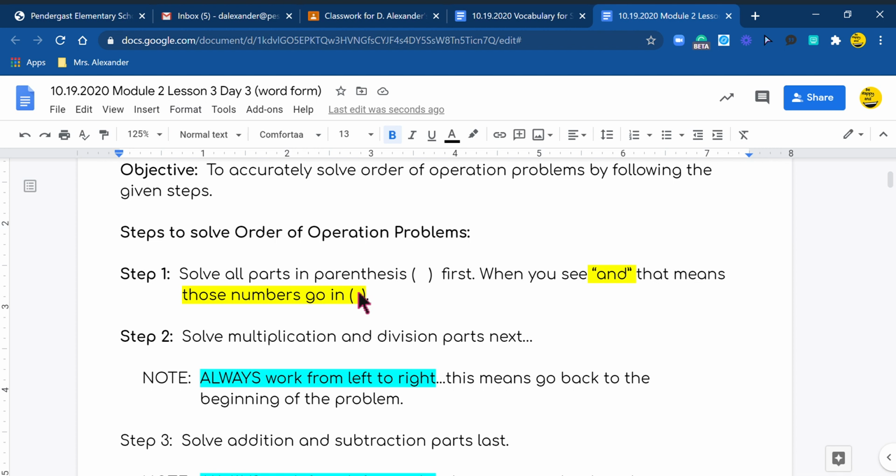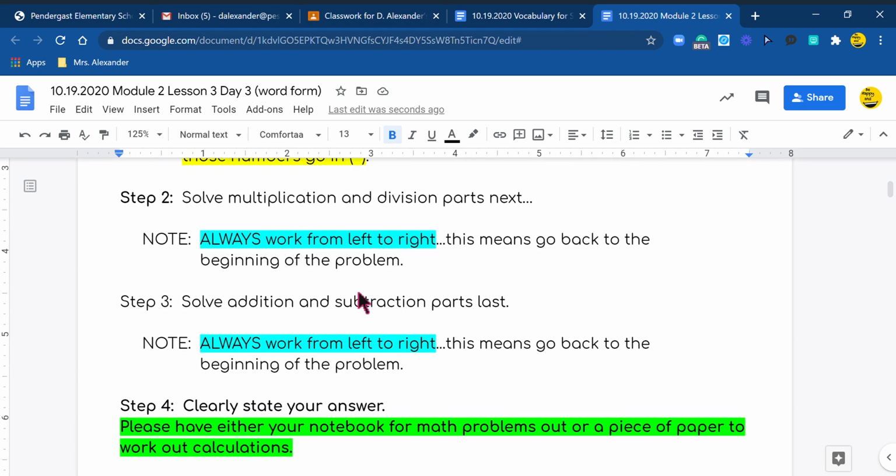After step 1, we go to step 2. We need to solve multiplication and division problems. So pretend you're reading a book, you're going left to right. Whatever comes up first, that's the first one you do. And then step 3 is we solve addition and subtraction problems. Again, just like multiplication and division, you go back to the beginning, read it left to right, and whichever one comes up first, that's the one we do. And then at the bottom, you clearly state your answer.